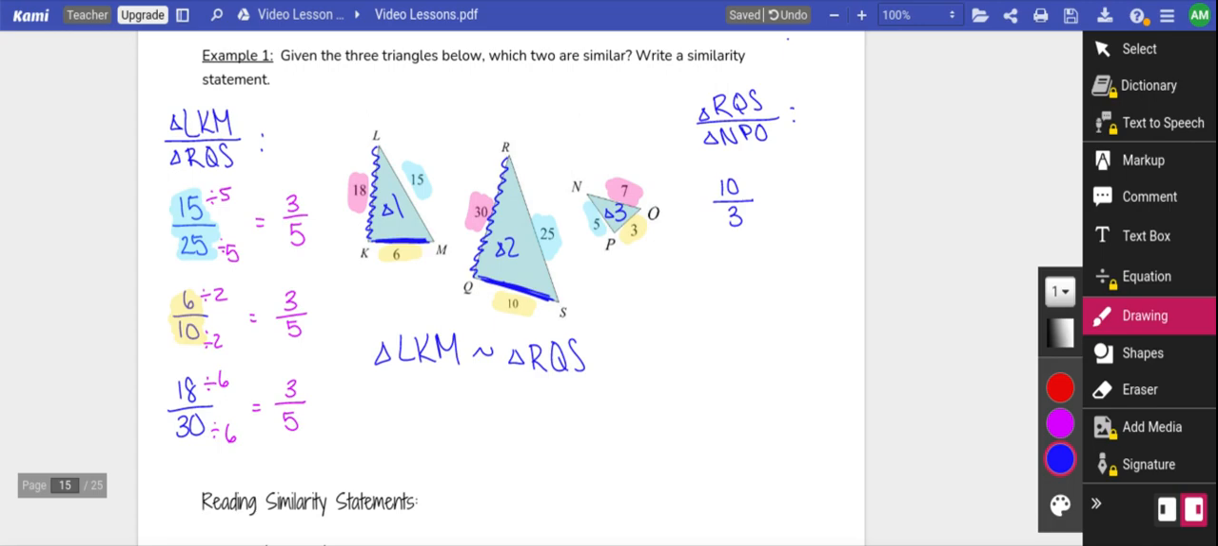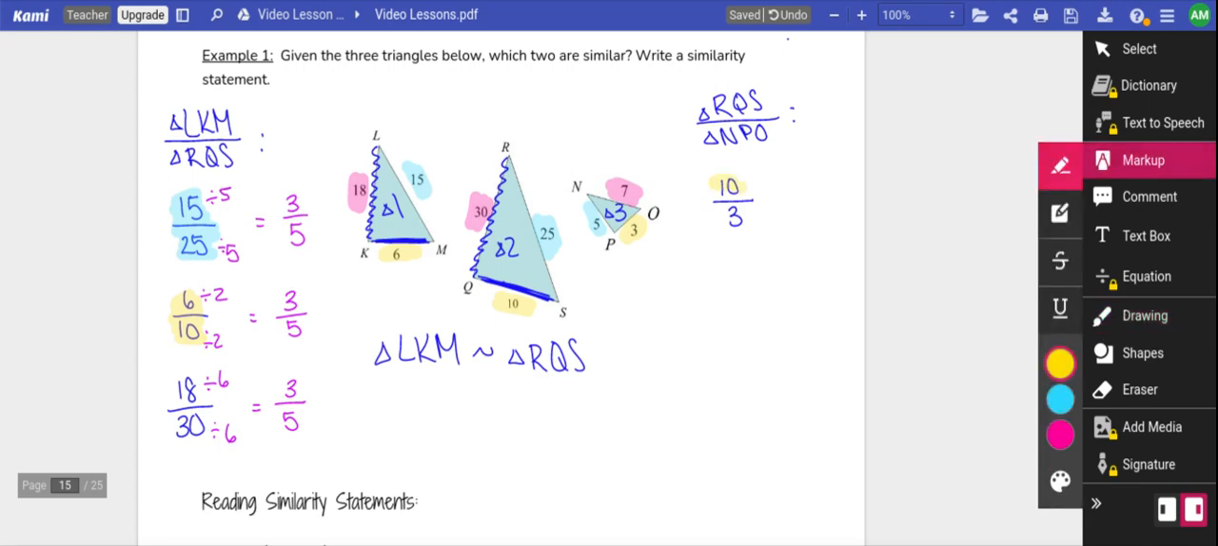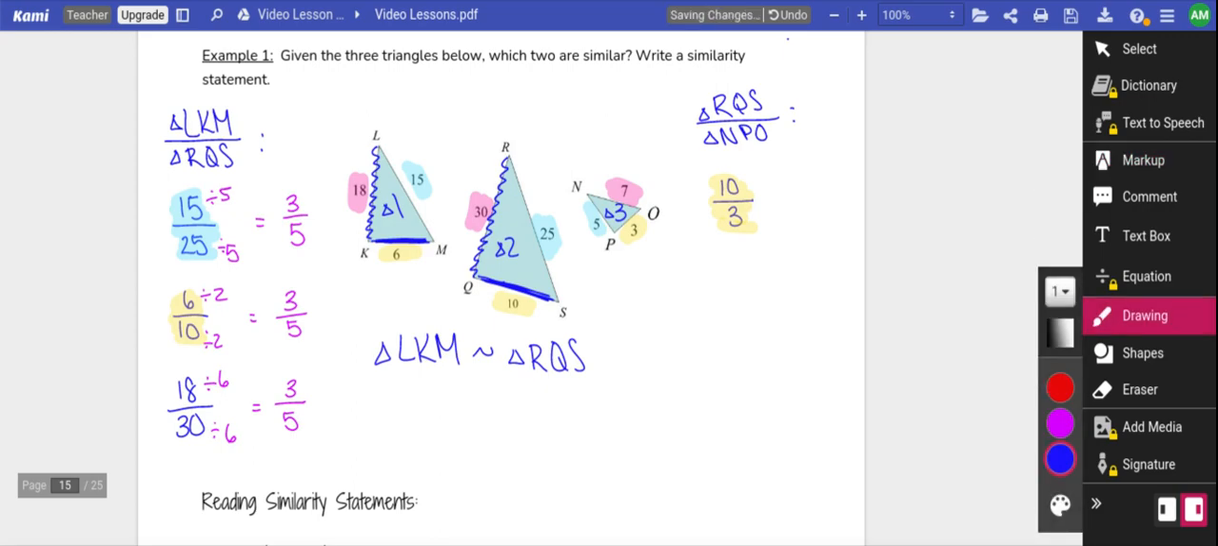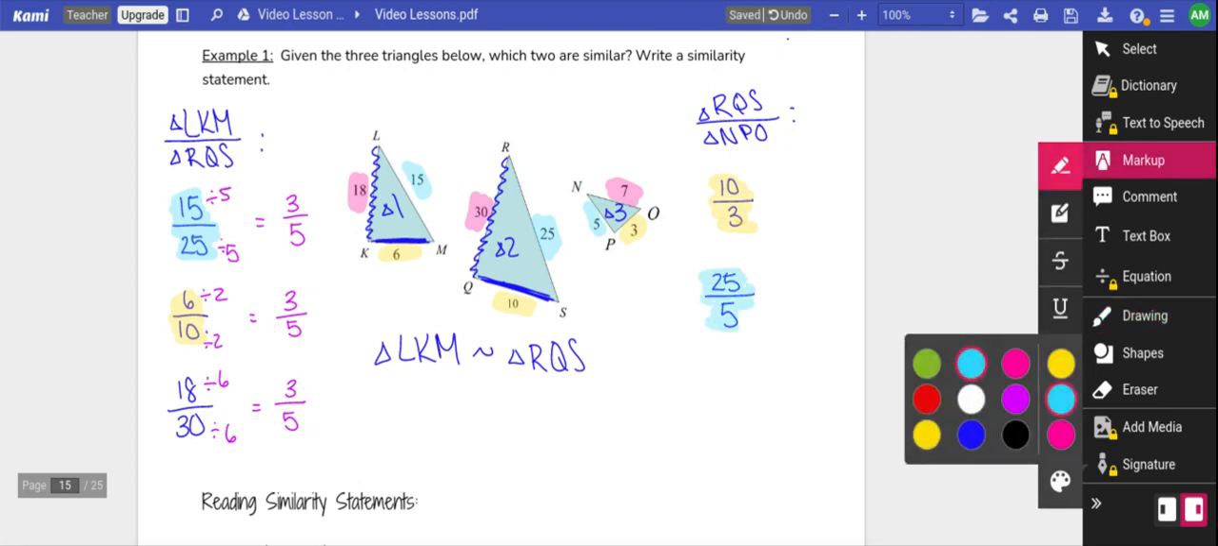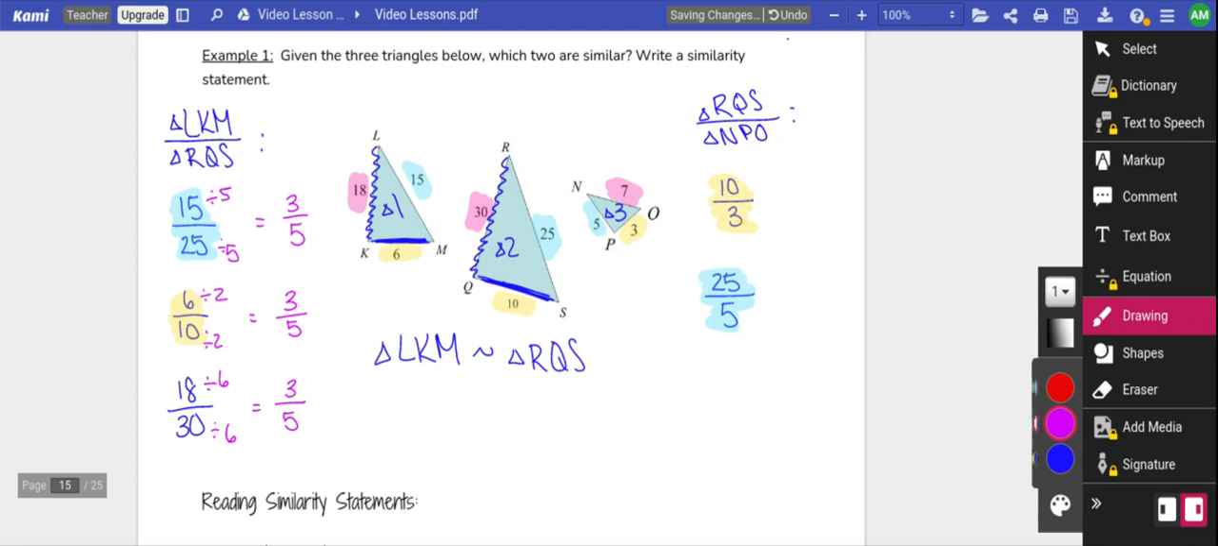Now let's try another set of sides. Let's go with our medium sides, which I had highlighted in blue. 25 and 5 are the corresponding medium sides. They do have a common factor. They are both divisible by 5, and this reduces to a ratio of 5 to 1. Now 5 to 1 and 10 to 3 are definitely not the same ratio, so those two triangles are not similar.